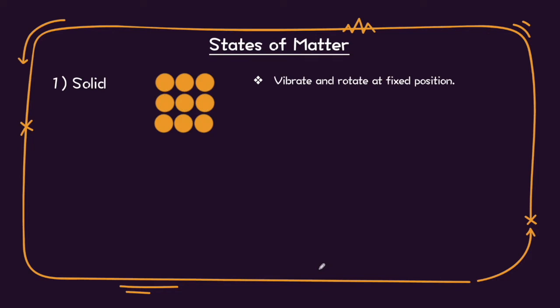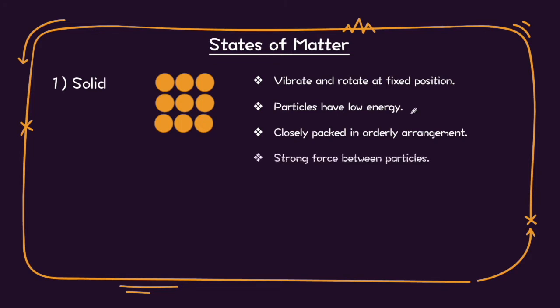Remember, for solid, the particles vibrate and rotate at fixed positions, and the solid particles have low energy. Since they have low energy, they will stay at the same position. And since they stay at the same position, they will be closely packed in an orderly arrangement. And since the particles are close to each other, they can form strong forces with one another.